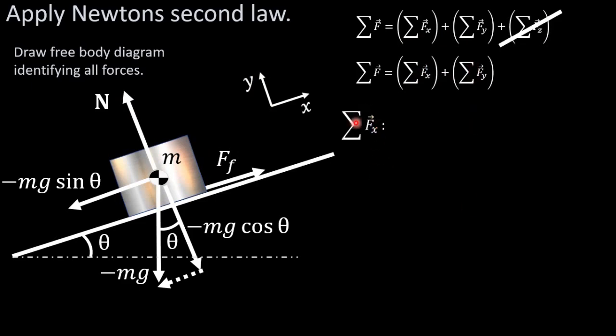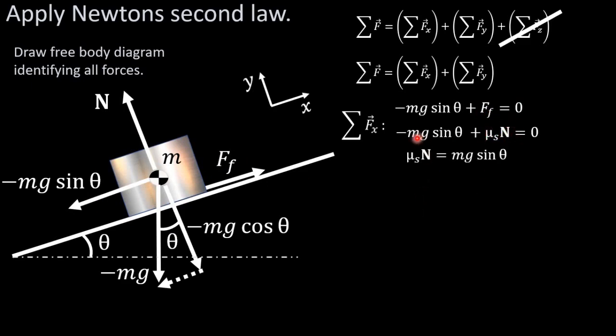So if we find the sum of the forces in the x direction first, we're going to have minus mg times sine theta, because that's acting in the negative x direction, plus the force of friction equals 0. And we're saying it's equal to 0 because this particle is static, so it's not accelerating. And then I can replace the force of friction there with the coefficient of static friction times the normal force. We saw this earlier on. And then I can add this term to both sides to get this equation here.